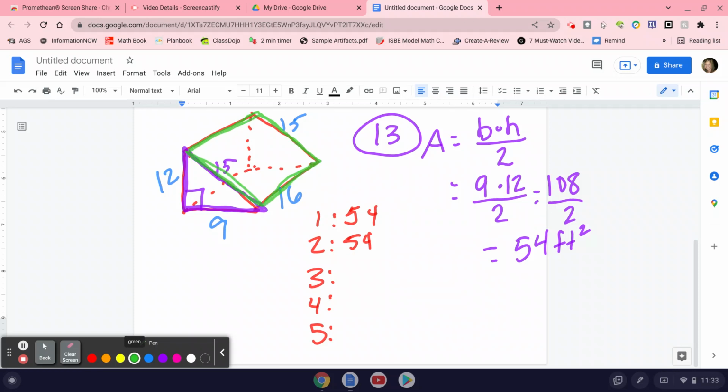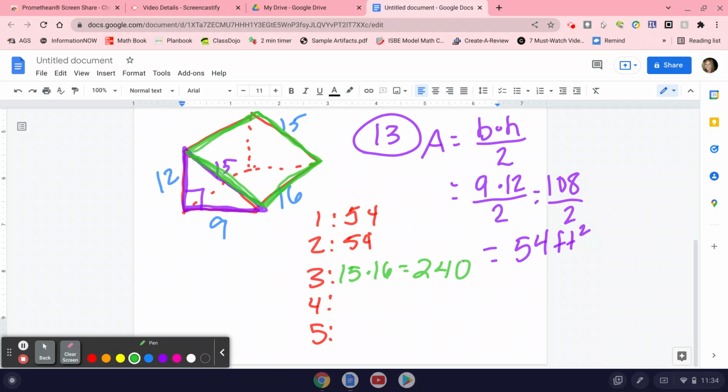How do I find the area of a rectangle? Length times width. That green rectangle that I just highlighted, what's the length and the width? Look up there. It's green. So 15 and 16. So for side 3, or any of the sides really, 15 times 16. It's 240. So 15 times 16 is 240.